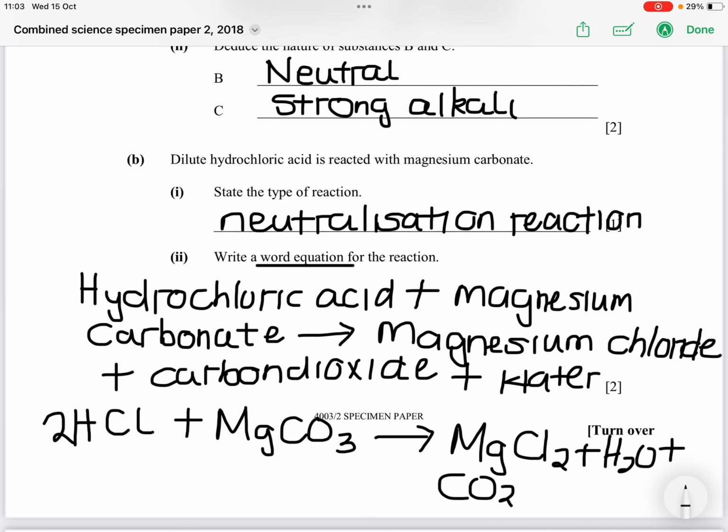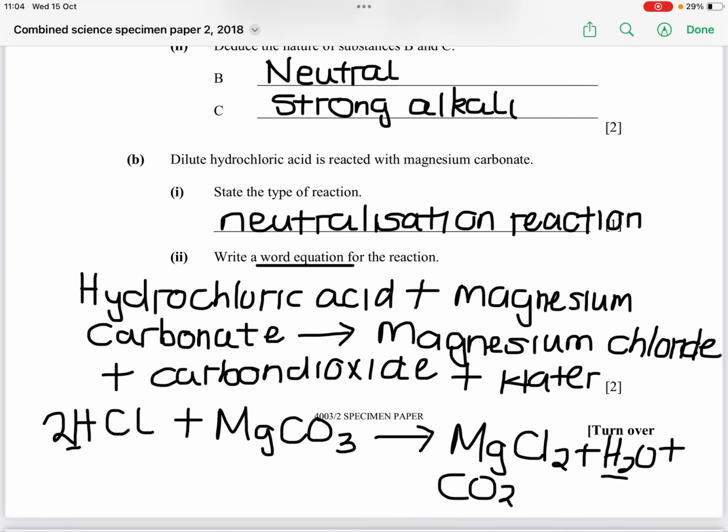To balance our equation, we need to put a 2 here so that we have 2 hydrogens in the reactant and 2 hydrogens in the product side. 1 magnesium, 2 chlorine, 1 carbon, 3 oxygen, 1, 2, 3 oxygen. This is now a balanced equation. So it is very important for you to be able to balance the equations.